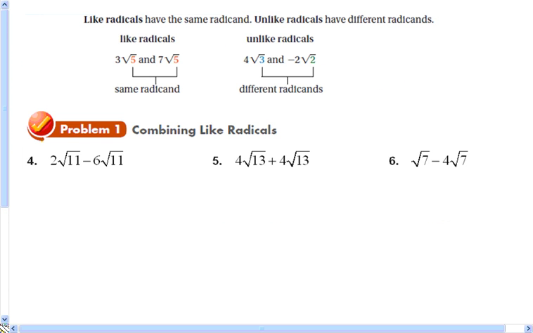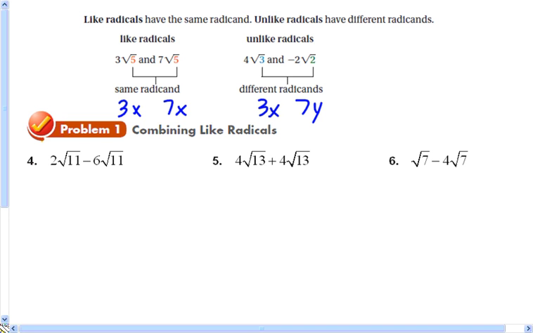All right, we're going to simplify radical expressions. Just like when we're simplifying other expressions, we're going to look for like radicals. When we have like radicals, we can simplify them. When we have unlike radicals, we can't. So it's similar to this: if I had 3x and 7x, I would say they are like terms. And if we had 3x and 7y, we would say they're not like terms, unlike terms.